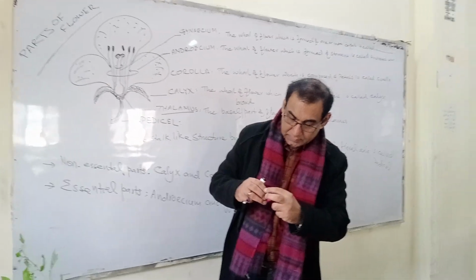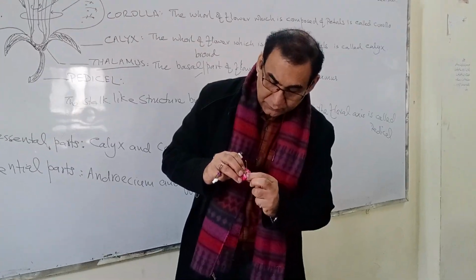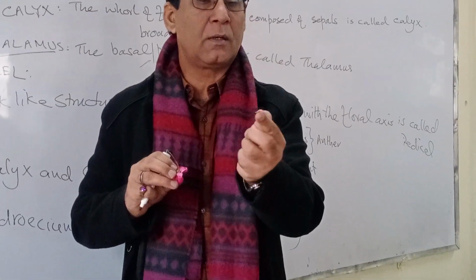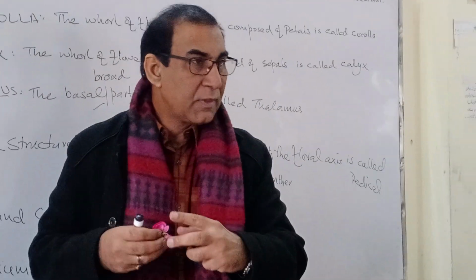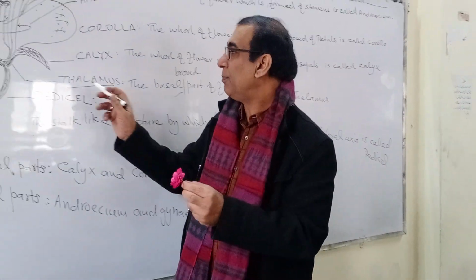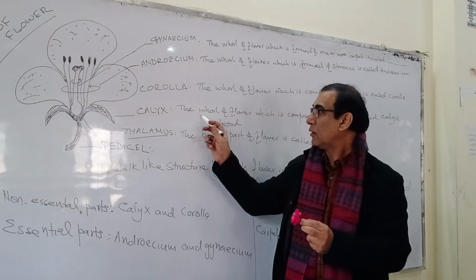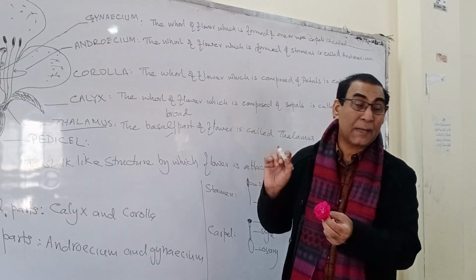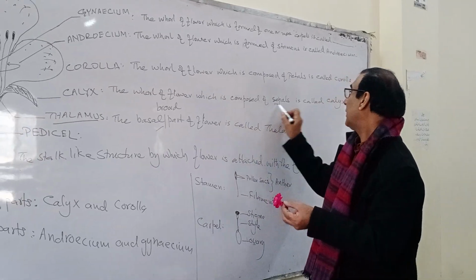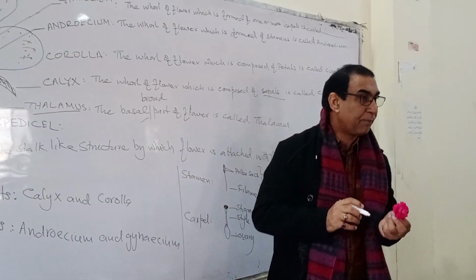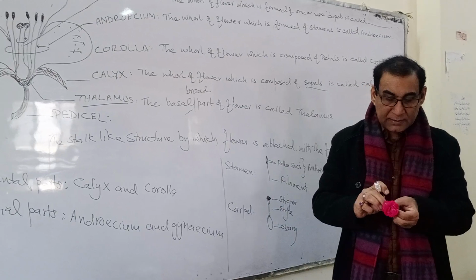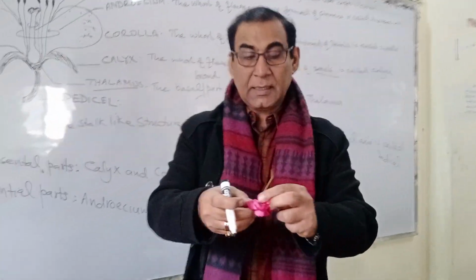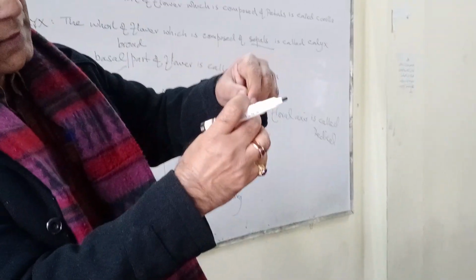This is the whorl of flower, which is formed of sepals. Many sepals, that is known as the calyx. This single one is a sepal.